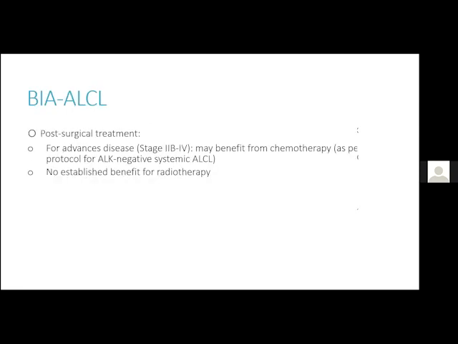Following surgery for BIA-ALCL, patients may be given chemotherapy, and the protocols are the same as for ALK-negative systemic ALCL, and there's been no established benefit for radiotherapy.